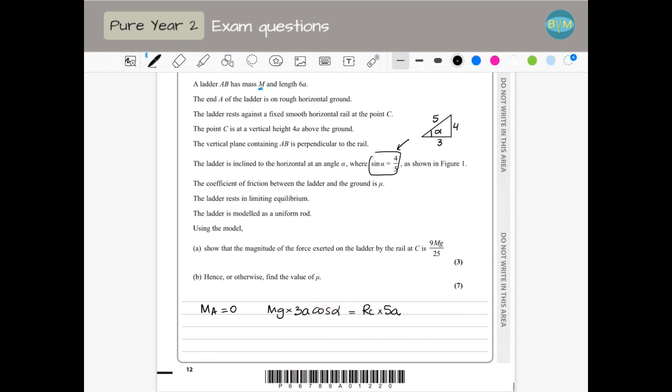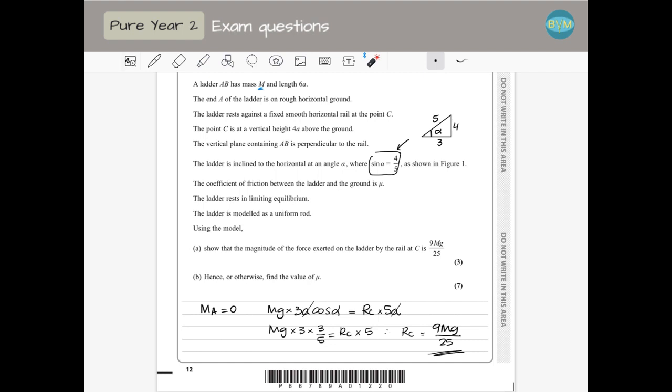I can cancel a, and I have mg times 3 times 3/5 is going to be RC times 5, which means that RC is going to be just 3 times 3, 9 mg, divided by 5 times 5. And that's what we had to prove. Yeah, that's the first part.